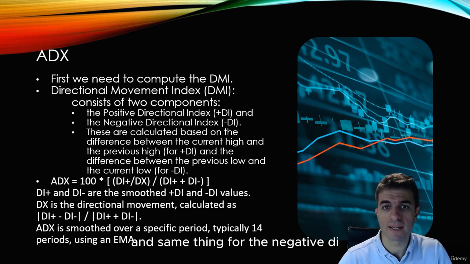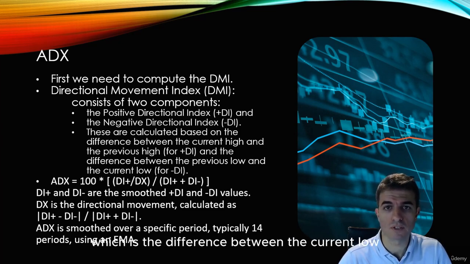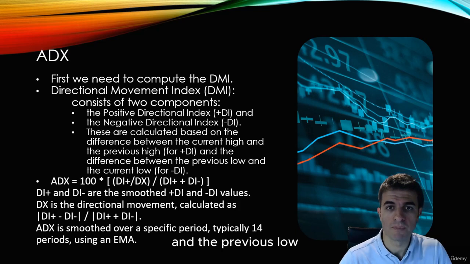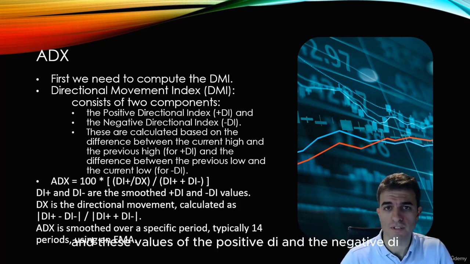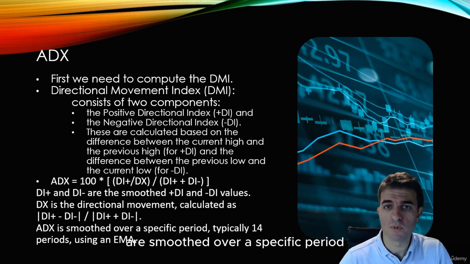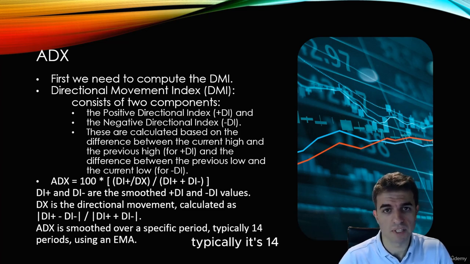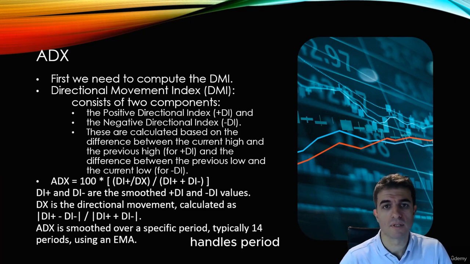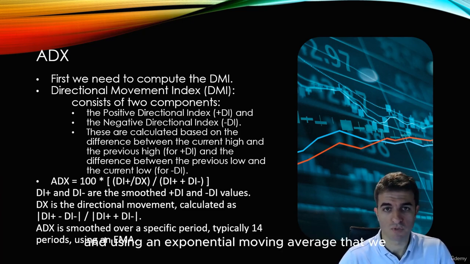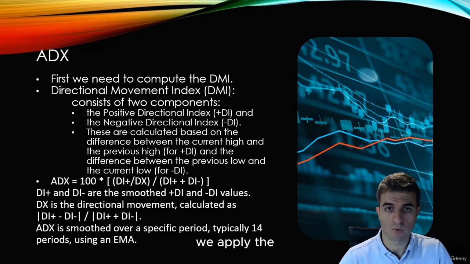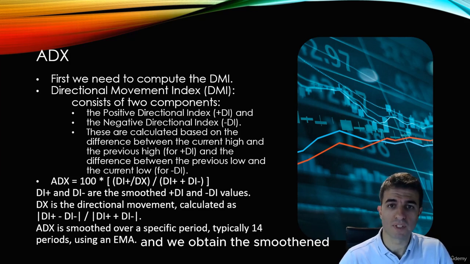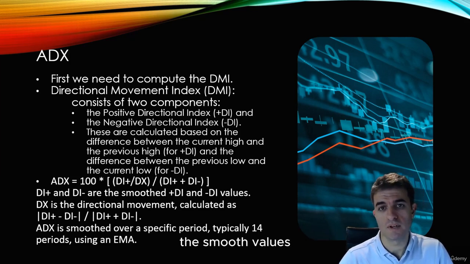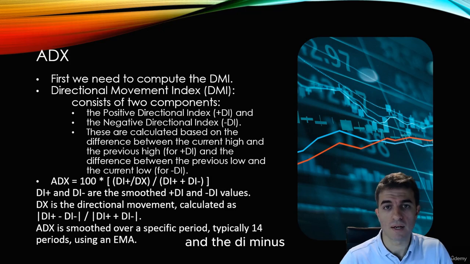And same thing for the negative DI, which is the difference between the current low and the previous low. So we usually make the previous low and the current low for the negative DI. Then these values of the positive DI and the negative DI are smoothed over a specific period. Typically, it's 14 candles period, using an exponential moving average that we already explained. So we apply the exponential moving average on the plus DI and the minus DI, and we obtain the smoothed values, the DI plus and the DI minus.